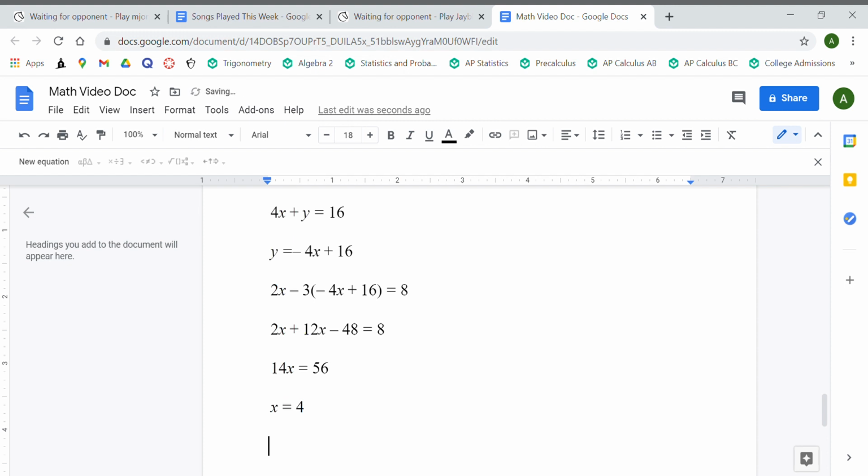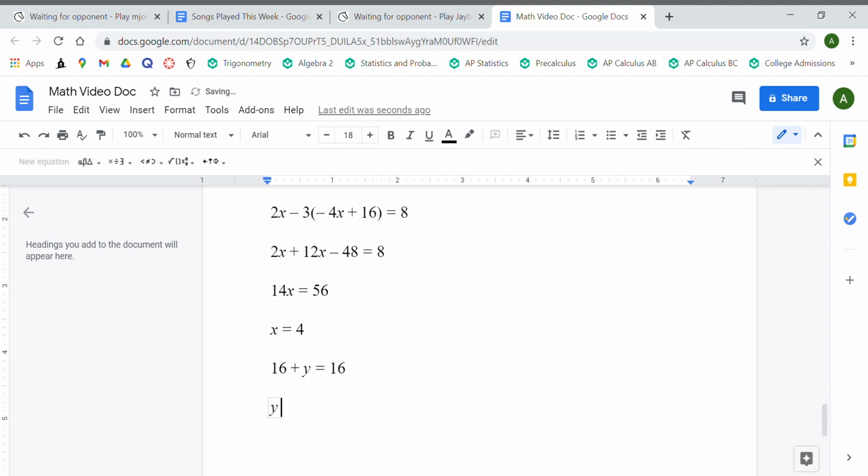Now we substitute that in for this. I'm going to substitute that in for this equation because it's easy to solve for y. So 4 times 4 equals 16, plus y equals 16. Oh, look at that. The 16s cancel. There you have it. This is our solution to the system.